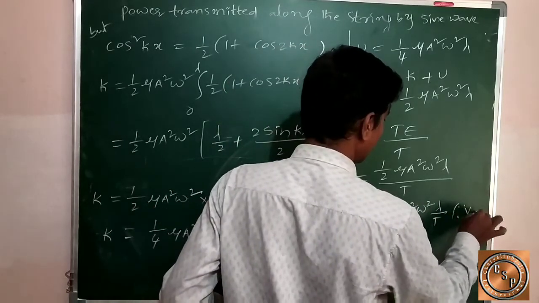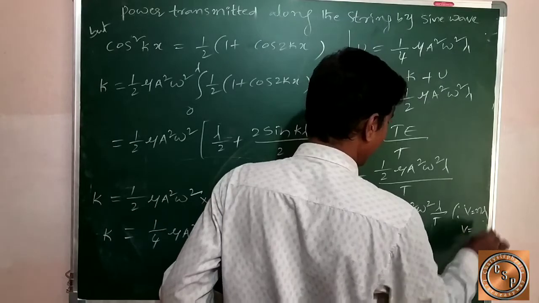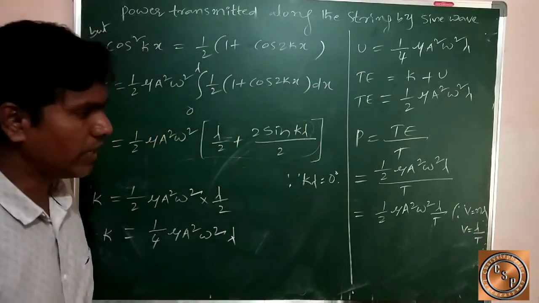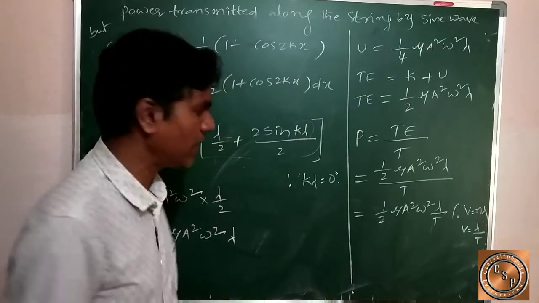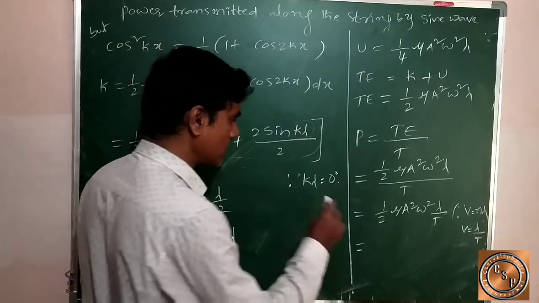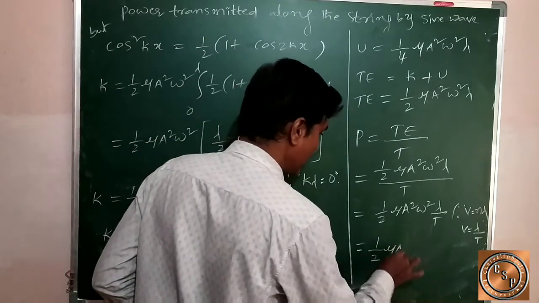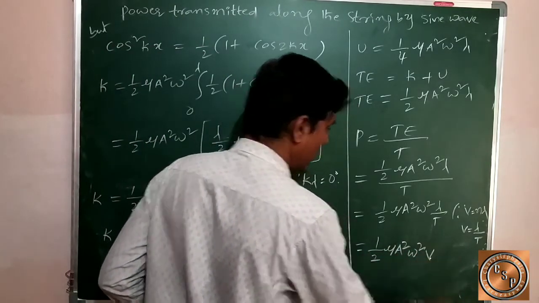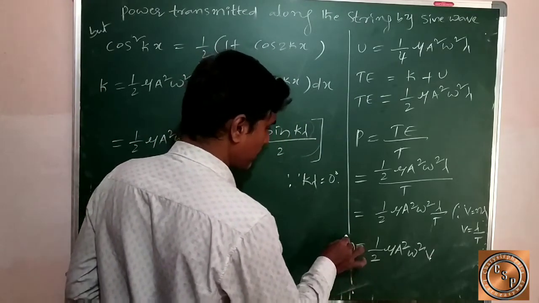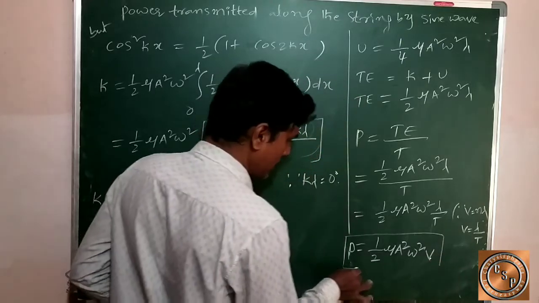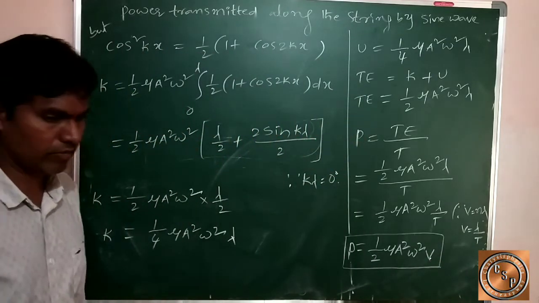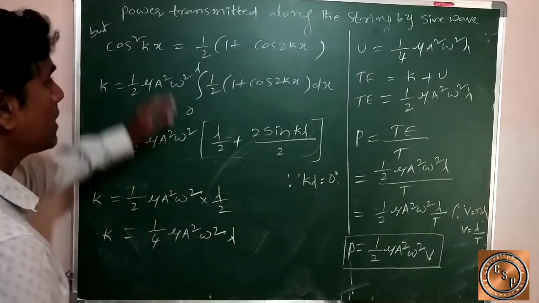Since here we know that V is equal to lambda by T. So the wave velocity V equals lambda by T, already discussed in the previous class. Now where the lambda by T, we can substitute the velocity V, that is 1 by 2 mu a square omega square V. This is power. This is the power of the element which is moving along the path of the wave by sine wave.